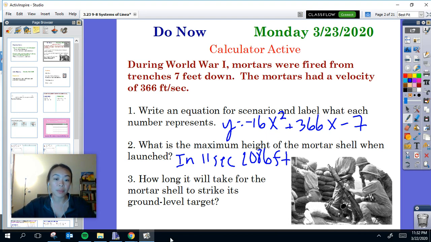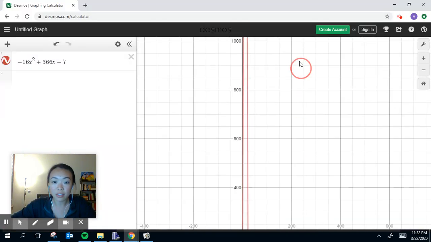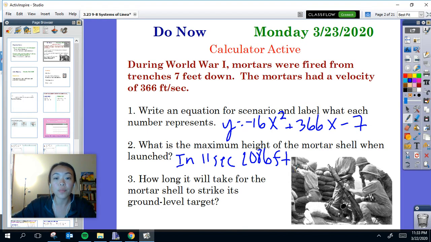All right, how long will it take for the mortar shell to hit its ground level target? If I look and drag my mouse down to ground level, it's going to be the target at the end, and it's going to take 23 seconds for it to reach a height of 0, which will be on the ground. So it's going to take 23 seconds for it to hit the target on the ground.